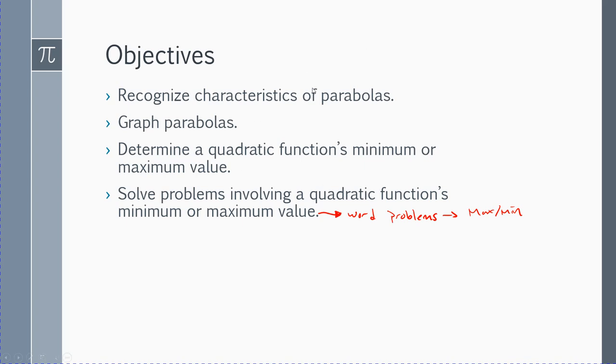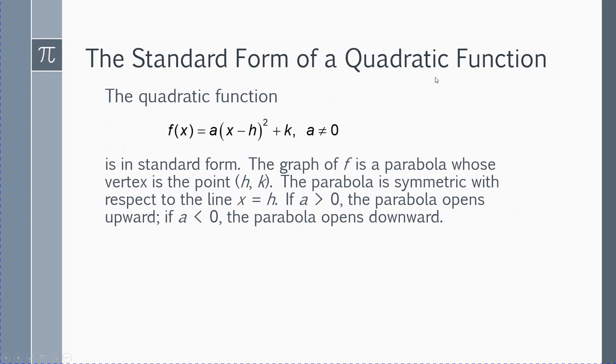Okay, so let's go back. Let's first talk about parabolas in the context of quadratic functions. The first thing we're going to define is what's called the standard form of a quadratic function. A quadratic function that looks like this, f of x equals a times (x minus h) squared plus k, where a doesn't equal 0, is the standard form of a quadratic function. Let me give you an example: f of x equals 2 times (x minus 3) squared plus 5.